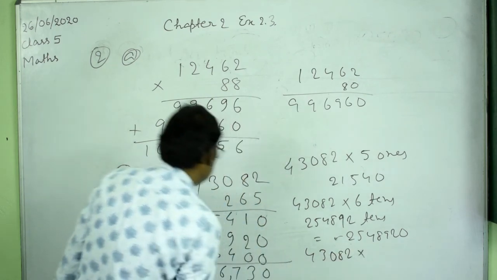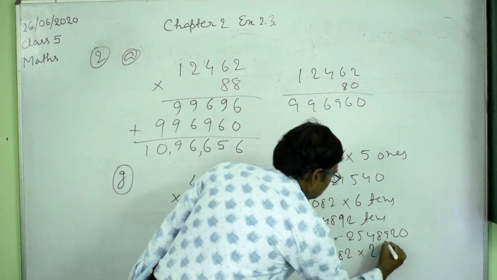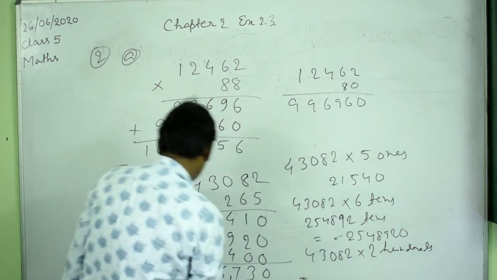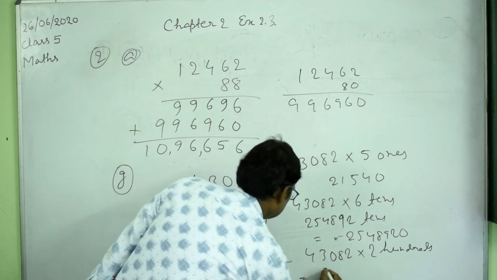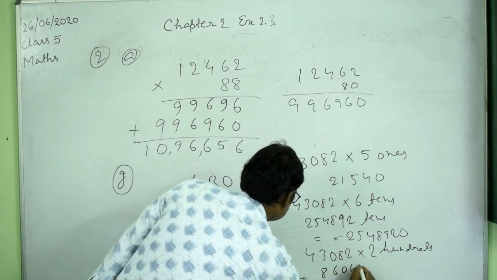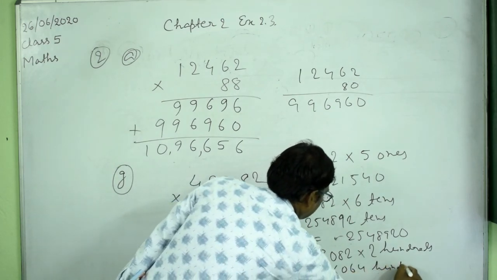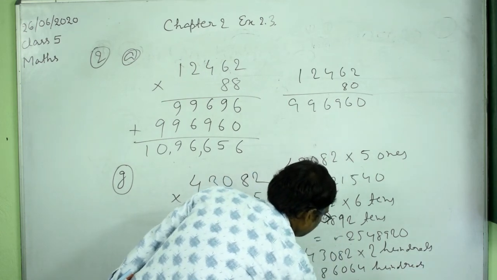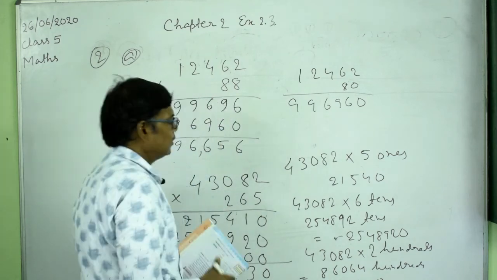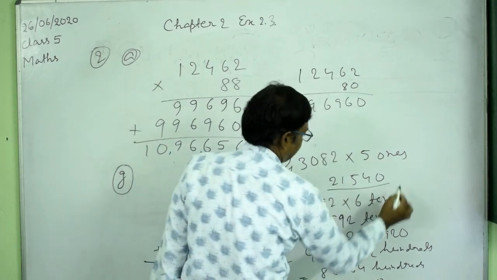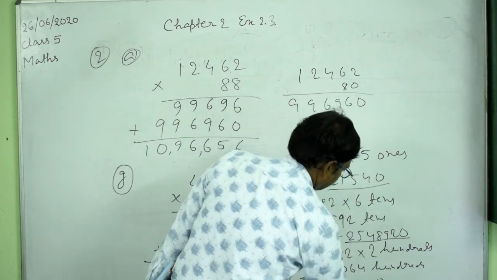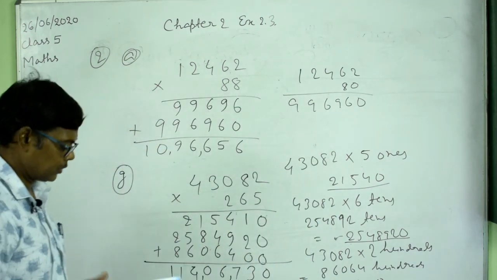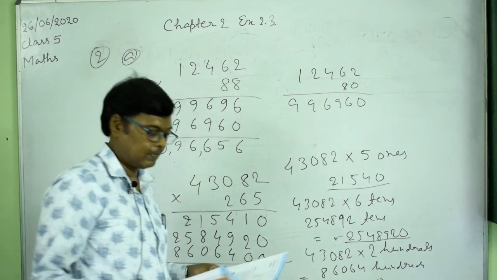And then again we multiply 43082 into 2 hundreds. Then the answer will be 86064 hundreds, and this will be equal to 8606400. So here we have to add this number and this number and this number, and then you will get the final product of these two numbers. So this is how you will multiply the numbers.